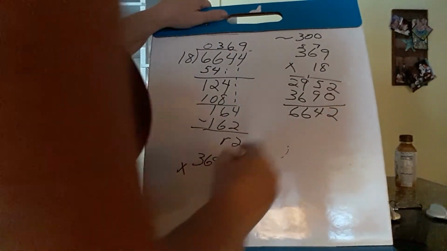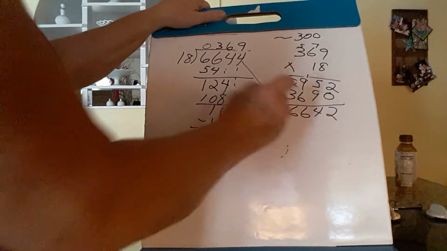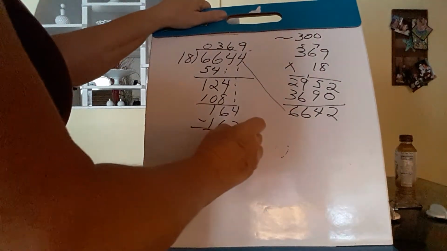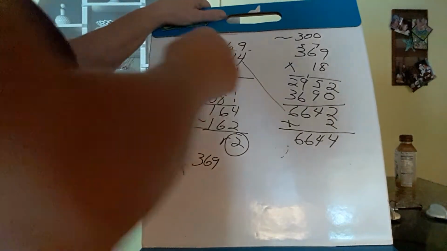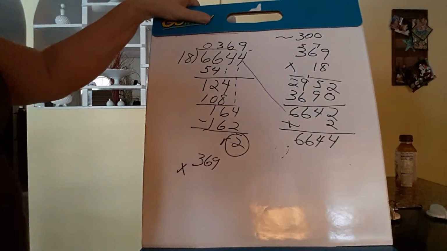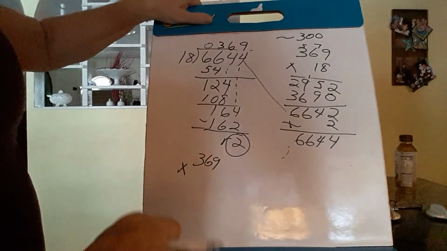All right, so we have 1 times 9 is 9, 1 times 6 is 6, 1 times 3 is 3, 2, 9 plus 5 is 14, 16, 6. No, it's not the same. Oh, we forgot our remainder. Then you add your remainder. And then that's 4, 4, 6, 6. Now it equals what we started with. I hope you came up with the same number.